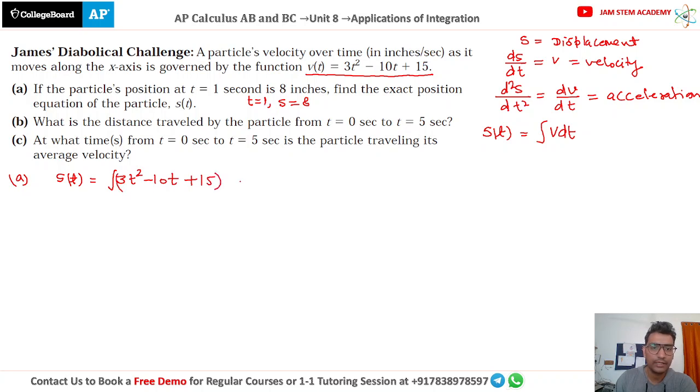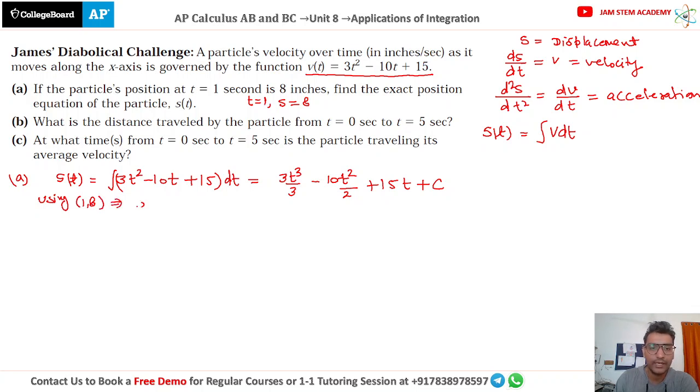dt. Now if I integrate it, I will get the position of the particle at any point, which comes out as 3t cubed by 3 minus 10t squared by 2 plus 15t plus c, where c is the constant of integration. How to find the c value? It's obvious, right? Here it says s equals 8 when t equals 1. So I will use that point, using the initial value problem, this (1, 8) point in this.